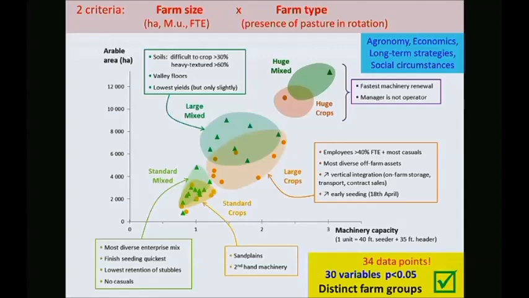So as to know if our typology with 6 farming systems actually reflects distinct groups, I think the answer is yes here.